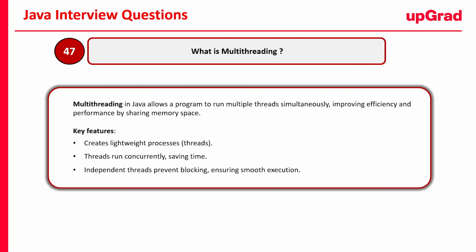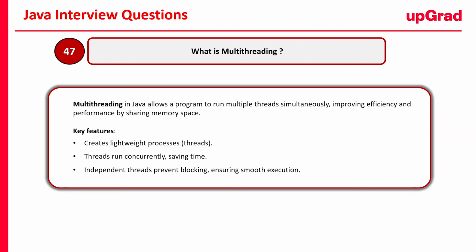Threads are lightweight and share the same memory space, making the program more efficient with better performance and lower memory usage. Some of the key features of multithreading include, it creates lightweight processes, multiple threads can run simultaneously, saving time and improving efficiency. Then, since threads are independent, if one thread is blocked or busy, it doesn't stop other threads from executing. So these were the features of multithreading.